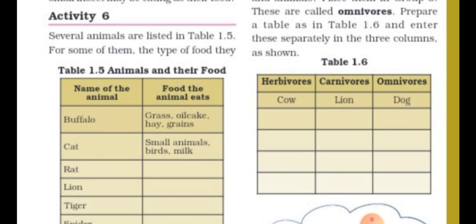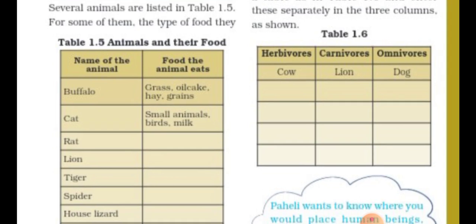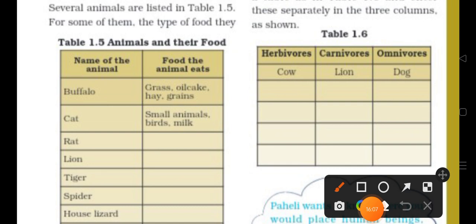So children, just now I told you, if you are able to classify these animals in these 3 groups, that they will come under herbivores or carnivores or omnivores, then easily you can do table 1.5 also. So see, first one example is given: herbivores cow, carnivores lion, omnivores dog. One more example I can tell you, but the others you have to do by yourself. If you have any confusion, you can ask me.